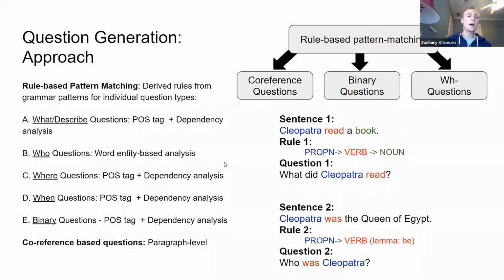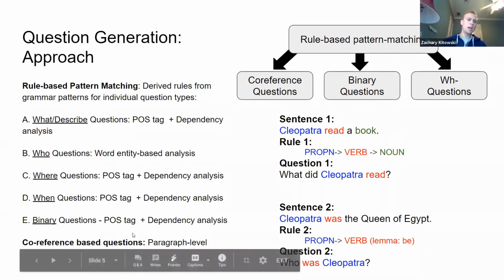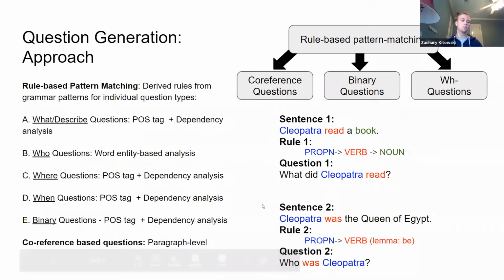Additionally, we used named-entity-based analysis for who, so we wanted to generate proper nouns, like who is Cleopatra, who is Thomas Jefferson, and things like that. And we also used co-reference-based questions at a paragraph level to generate questions like, who is she in the following sentence or the following paragraph, as another way to generate unique questions.